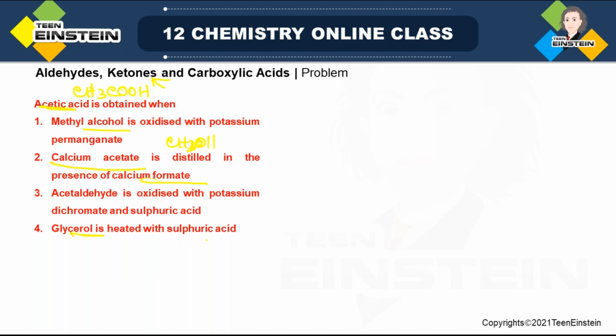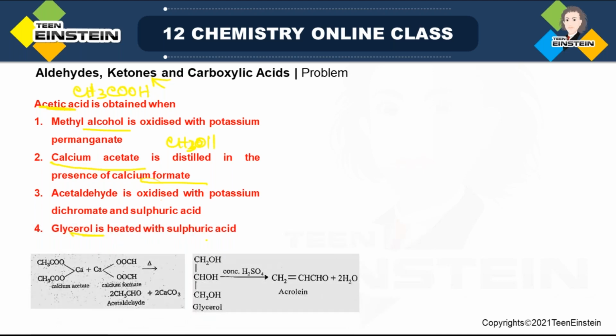And the last option, glycerol is heated with sulfuric acid. So see, these 2 are option 2 and this is option 4. These 2 are not correct. Calcium acetate and calcium formate are calcium salts. If you heat them, basically you will get acetaldehyde molecules. You can also check the preparation methods for ketone compounds. There you will find the same reaction.